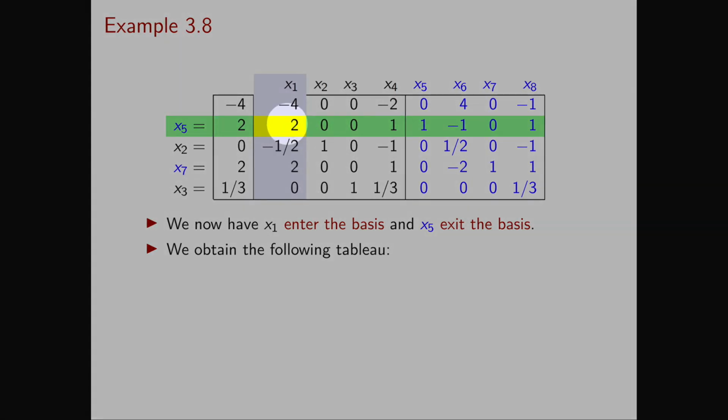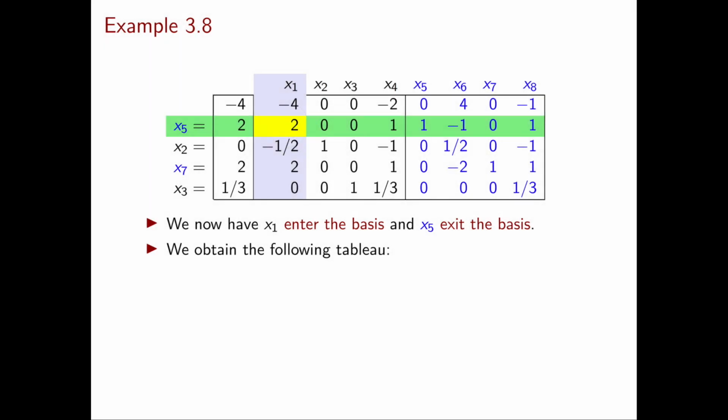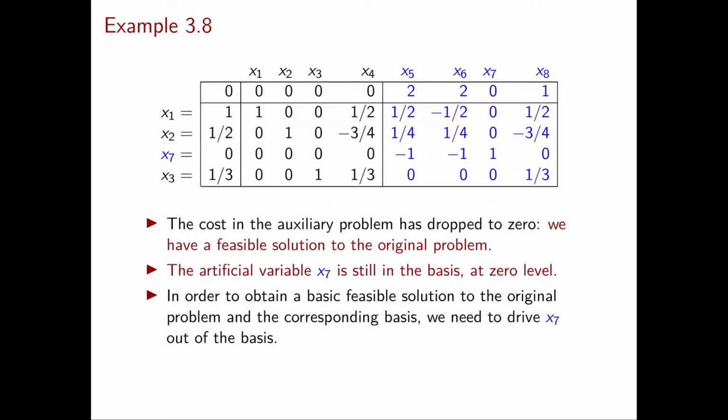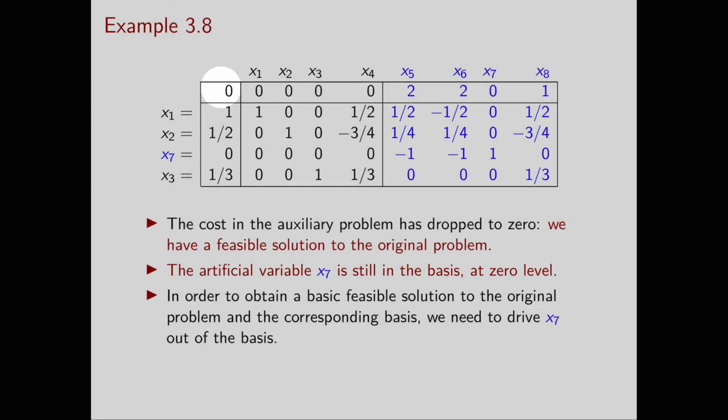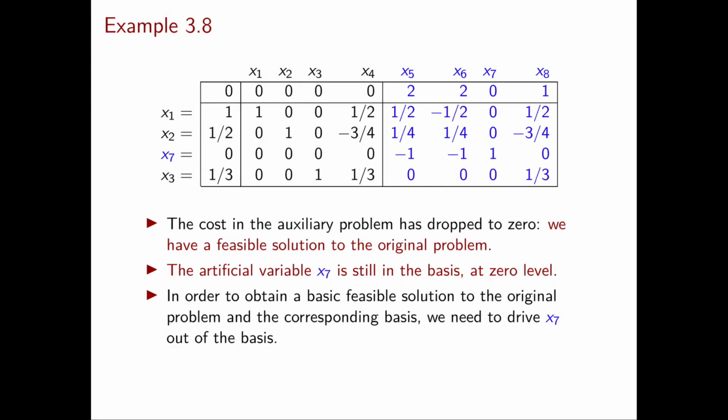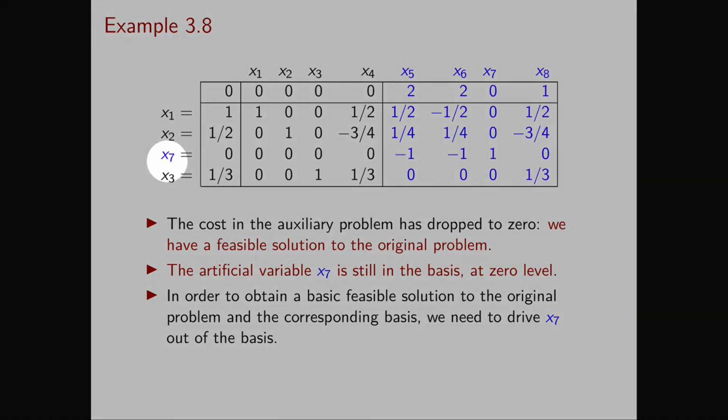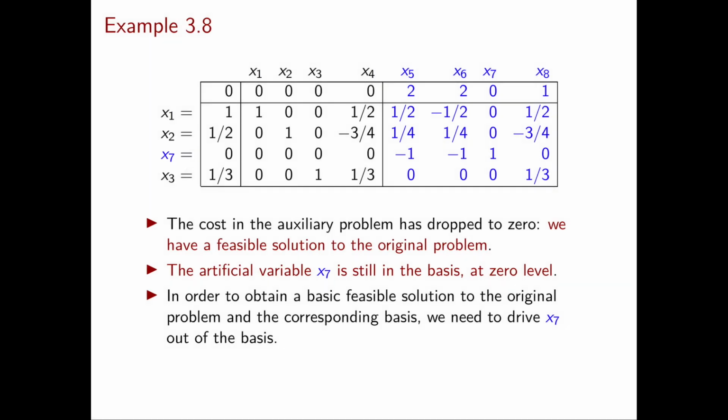So my pivot element is this 2 over here. If you now perform the pivot by making the elementary row operations, you will obtain this tableau. As you can see, the cost is now reduced to 0. So we have found a feasible solution to the original problem. However, as you can see, we're unfortunate because x7, which is an auxiliary variable, is still in the basis. So we need to drive x7 out of the basis.